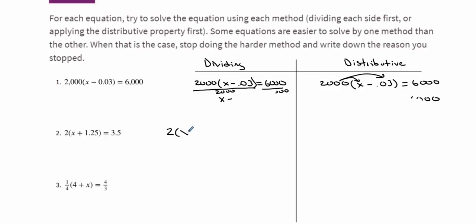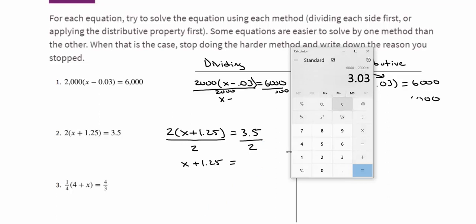Two times the quantity x plus 1.25 equals 3.5. So I'm going to use my division here and divide by 2 and divide by 2, and I end up with x plus 1.25 is equal to, so this isn't very nice, is it? 3.5 divided by 2. I'm just going to get my calculator out now because this is getting a little hard. 3.5 divided by 2 is 1.75.